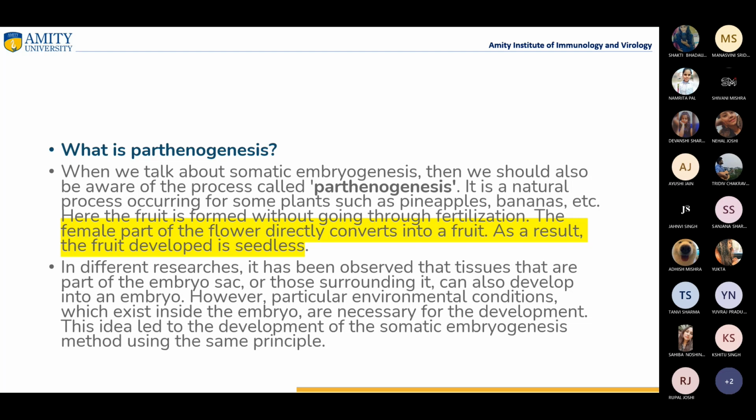However, proper environmental conditions, the requirements for development of the embryo, are needed. This idea led to the development of the somatic embryogenesis method using the same principle. The same principle is being exploited, and in plant tissue culture we use it to follow a technique called somatic embryogenesis. And in the last, we are going to discuss the applications of somatic embryogenesis.